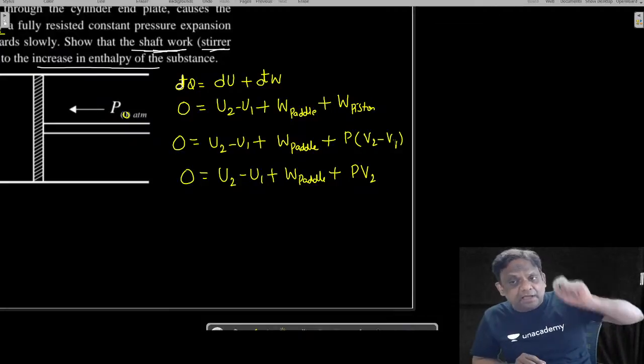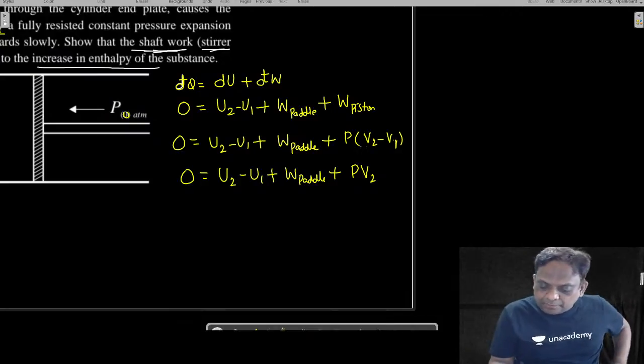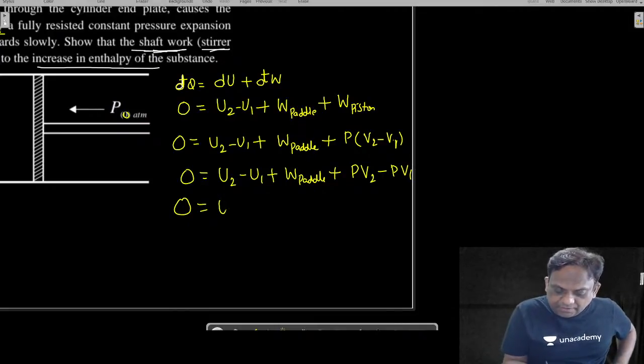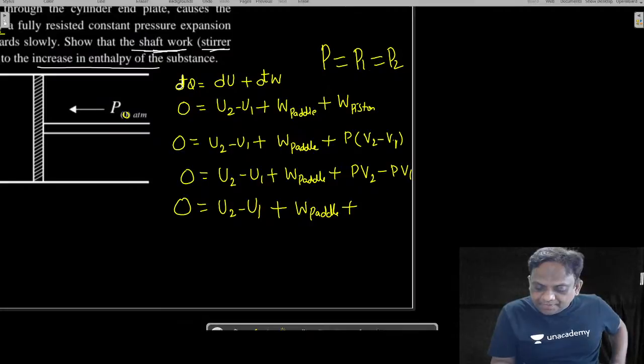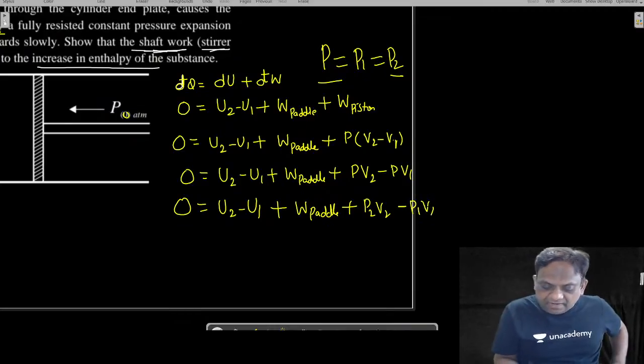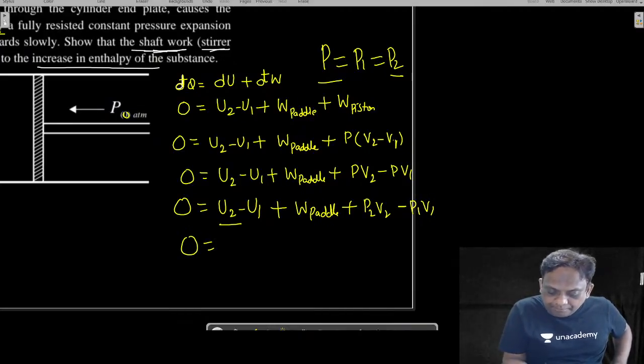What is constant pressure work? P into V2 minus V1. So PV2 minus PV1. Wonderful. 0 is equal to U2 minus U1 plus W paddle plus PV2 minus PV1. When the pressure is constant, P is equal to P1 is equal to P2. P को क्या लिखेंगे? P2 V2. अरे यार, P को P2 भी लिखेंगे, P को P1 भी लिखेंगे. Minus P1 V1. Wonderful. So 0 is equal to U2 plus P2 V2, which is H2.